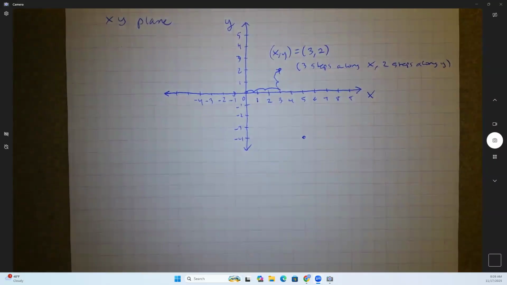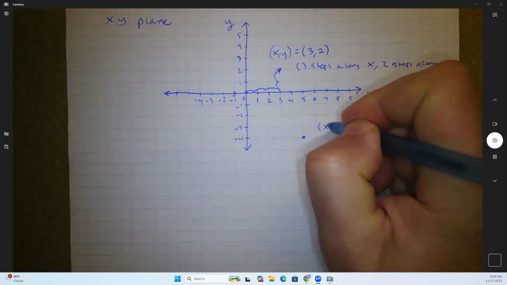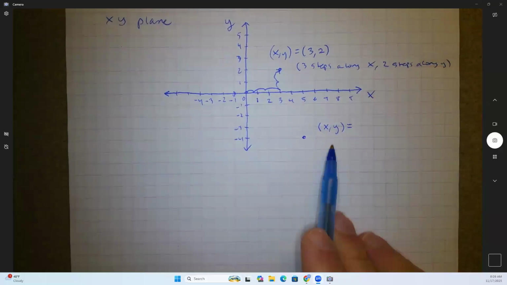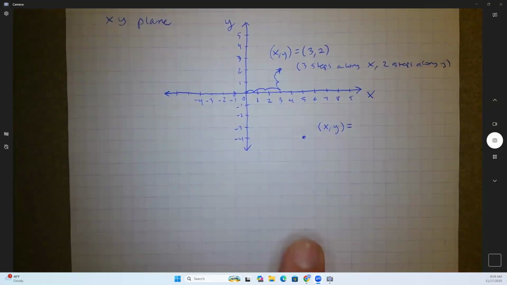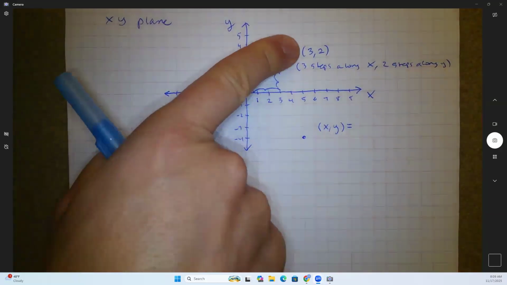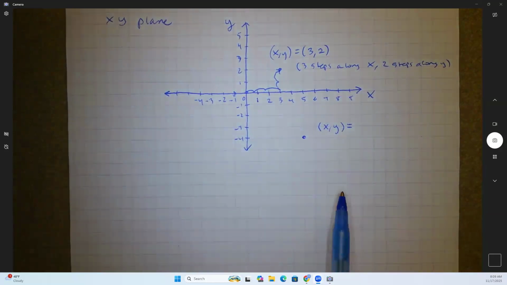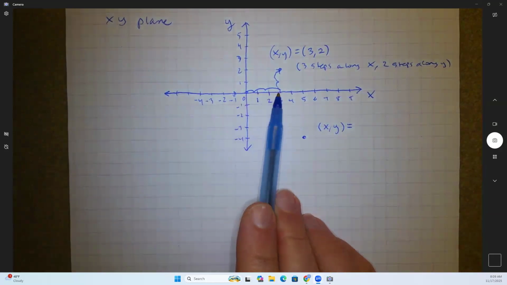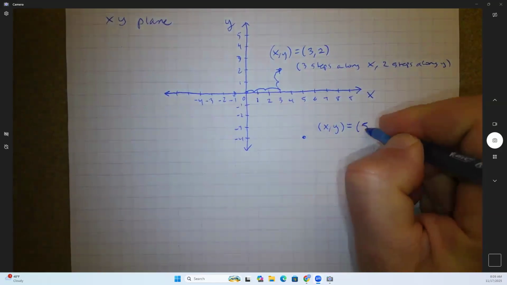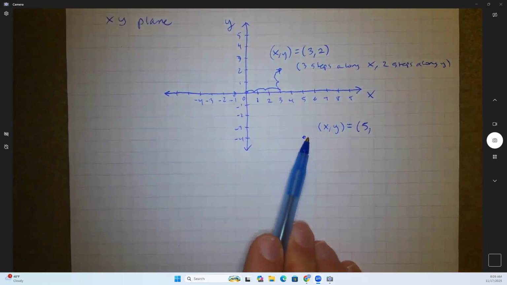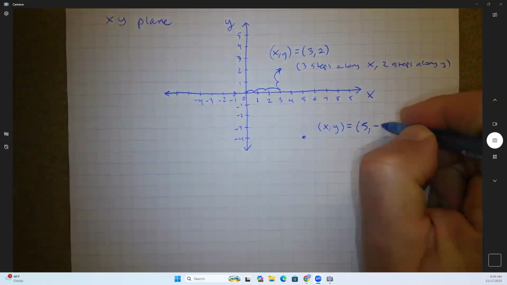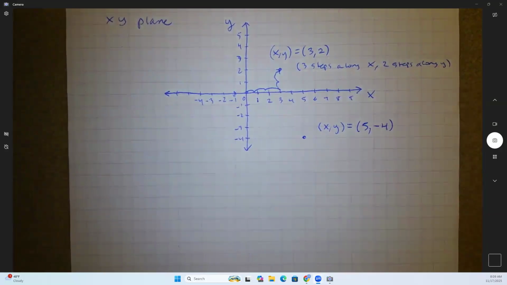Here's another point in my plane. By convention, we always list the x direction first and then the y direction. So I like to be really explicit by writing x comma y equals. Often you just see the numbers, the coordinate point, but I think it's a good idea to write the x comma y. And so we have 1, 2, 3, 4, 5 steps in the x direction, and then 1, 2, 3, 4 steps down, which is negative 4 steps in the y direction.